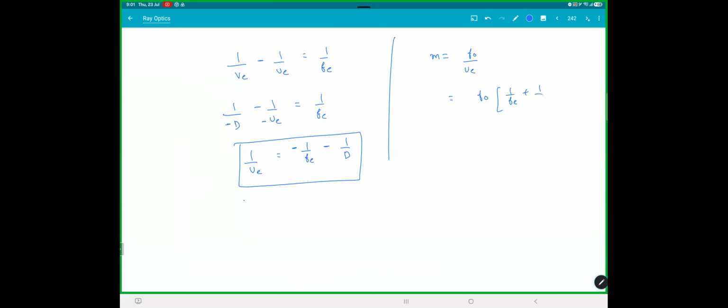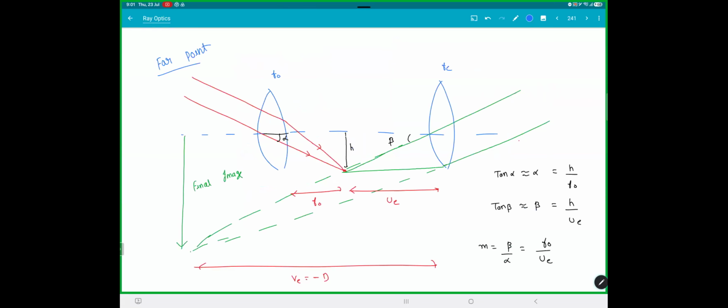One plus FE by 1 plus D. Remove FE common. You end up with 1 plus FE by D. This is the magnification for far point. So yeah, that's a little working there. Just understand that whenever there's a far point, the final image forms at D.